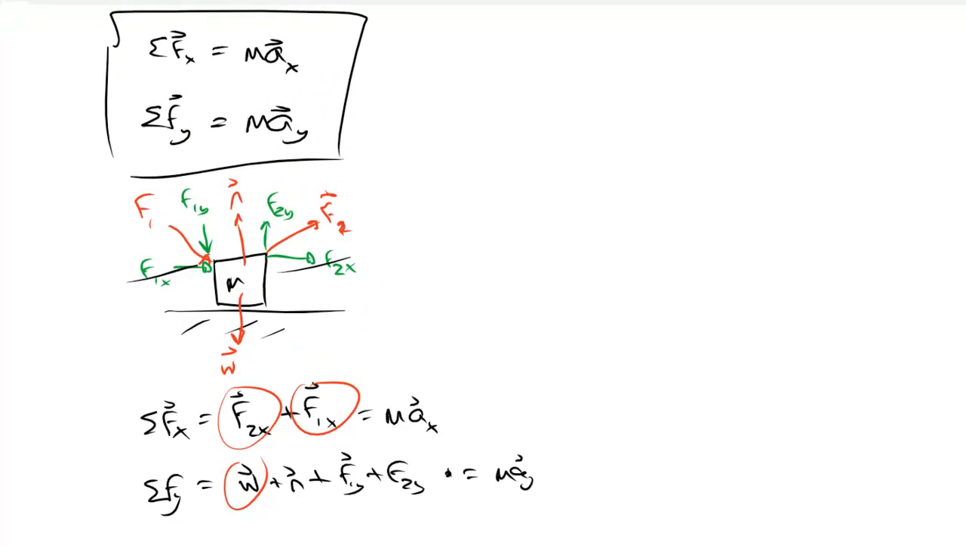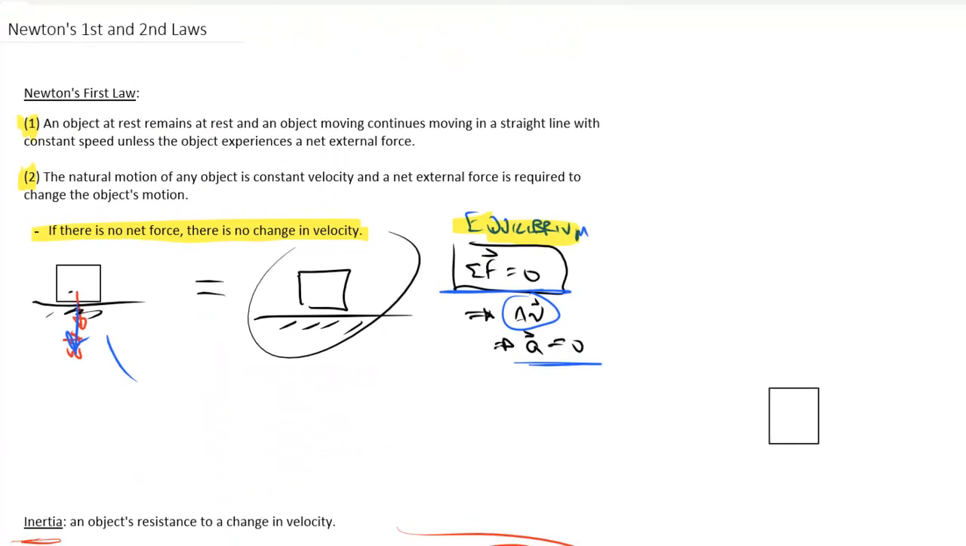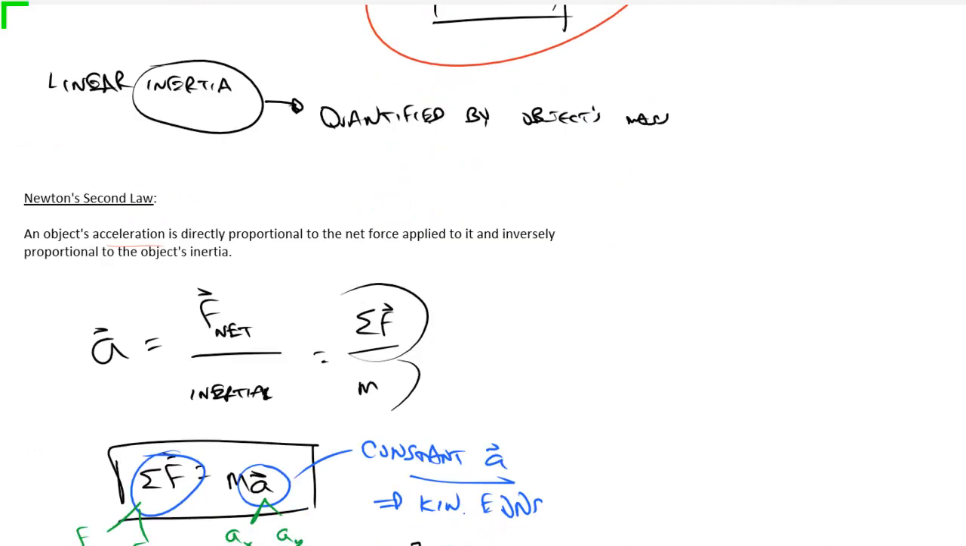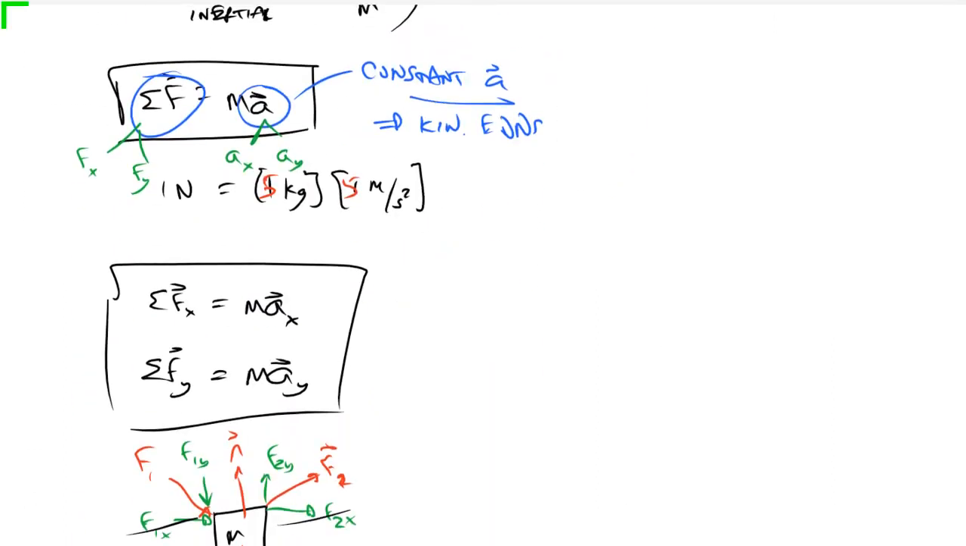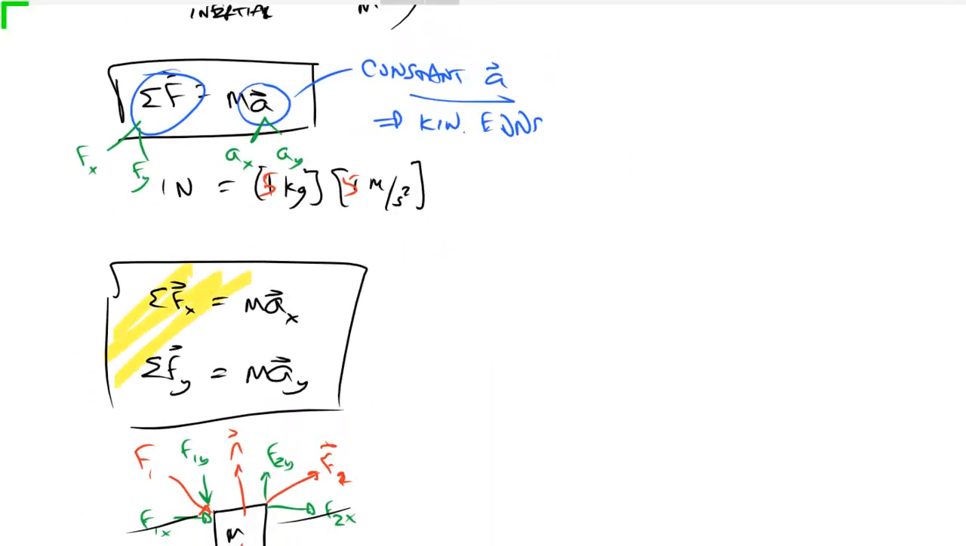So Newton's first law says that equilibrium is an object's natural state, and equilibrium means there is no acceleration, so the velocity remains constant. And Newton's second law is really just this equation, or these equations: the net force equals the mass times the acceleration.